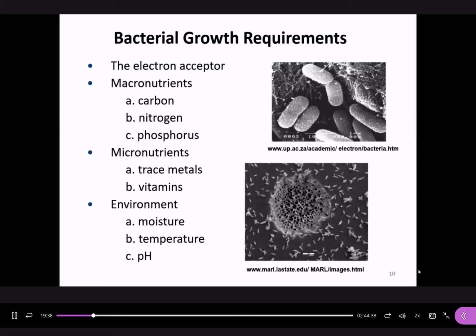But in design, we have a buffer tank. And micronutrients, some trace metals and vitamins, but not at very high concentration. Too high is toxic, so there's an optimal range. And environment: moisture, temperature, and pH. Temperature is important. For example, in anaerobic treatment, these microorganisms prefer high temperature, so they are thermophilic, and we need to heat the reactor.